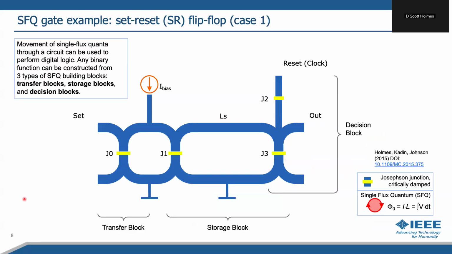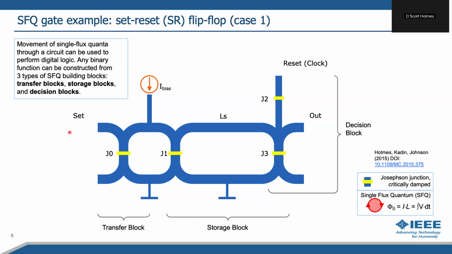So, how does this work? Here's an example of a single flux quantum gate called a set reset flip-flop. So we start with this, and the way you can think about this is the blue is superconductor wire. So these are superconductors. And the yellow is a Josephson junction that's critically damped. So it's not showing explicitly a shunt resistor. It could be an internally shunted junction. In this circuit, these yellow things are critically damped Josephson junctions.